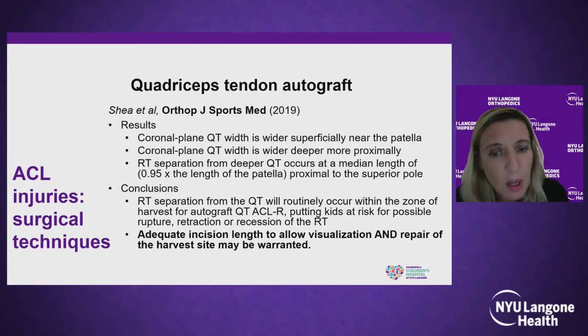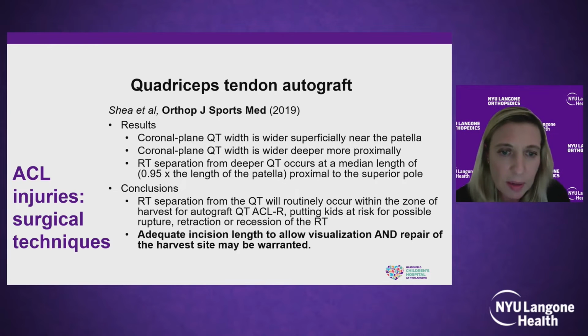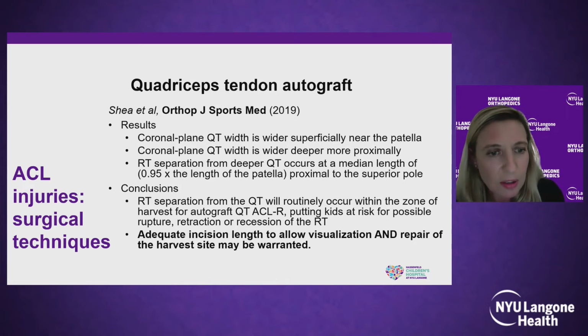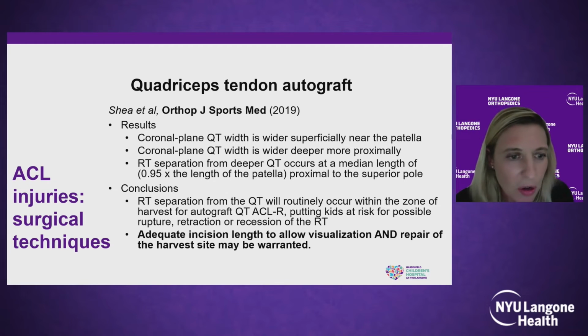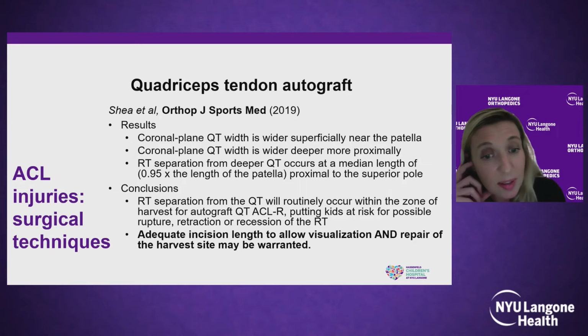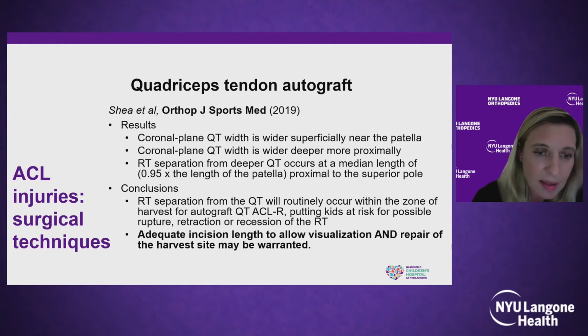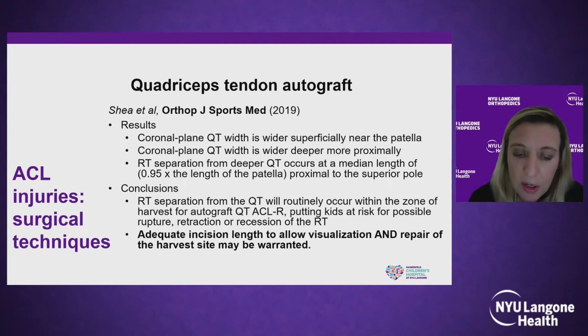And then the rectus separation from the deeper quad occurs at a median length, and they've got a little ratio here that you can use. But really, I think the important theme is that for kids, the rectus separates from the quad within the zone of harvest for your autograft, and this therefore puts them at risk for possible rupture, retraction, or recession, which I have seen, so you have to be able to repair it. And so you need to have a big enough incision so that you can see proximally and make sure that you've got a robust repair.